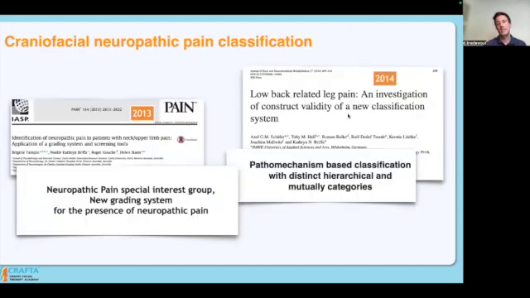Is this new? Yes and no. It's already there within the International Association for the Study of Pain. There was a special interest group already some 10 years ago, 2013, 14, where they already discussed upper limb pain and also leg pain. And maybe it has to be graded, for the presence of pain. So it was already something.